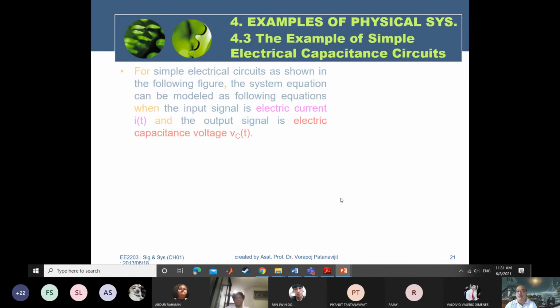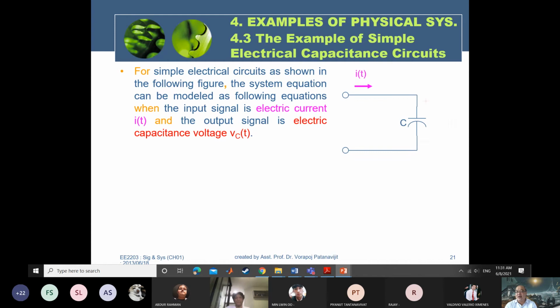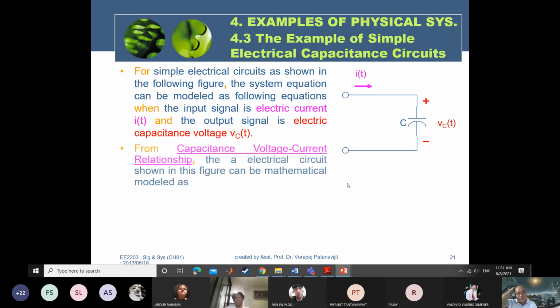The example of the simple electrical capacitance circuit is here. The circuit is the same as the previous, but we change the device to be the capacitor instead. We would like to find the relationship between V and I. From the capacitor voltage-current relationship, we can describe VC in terms of I as shown here: VC equals 1 divided by C, integral of I(tau) with respect to tau, with the range from minus infinity to T.